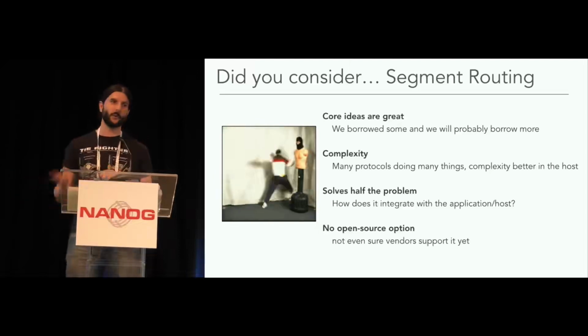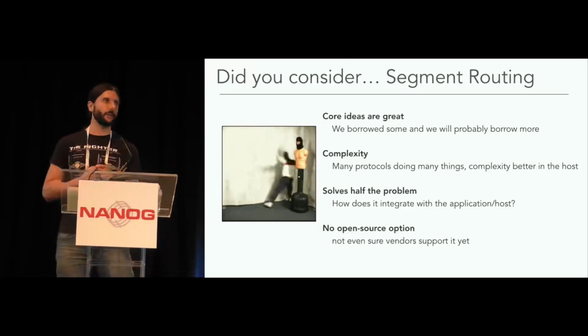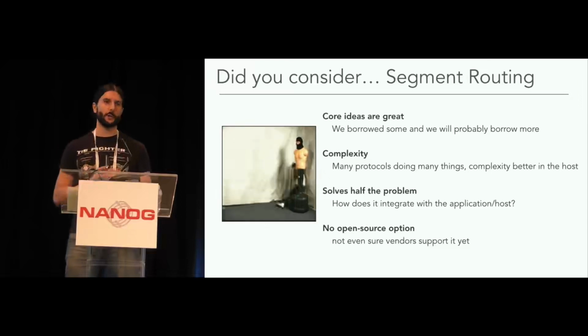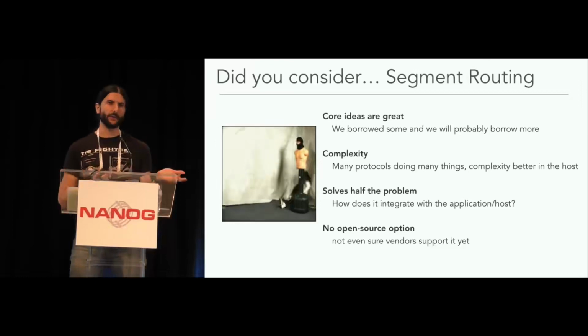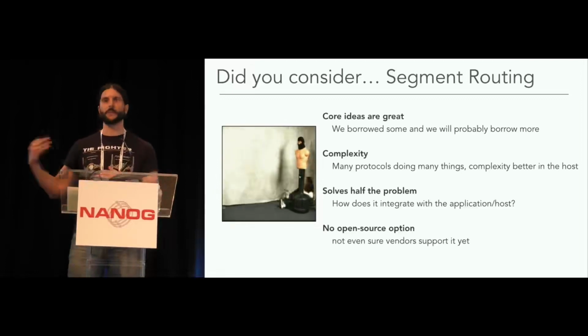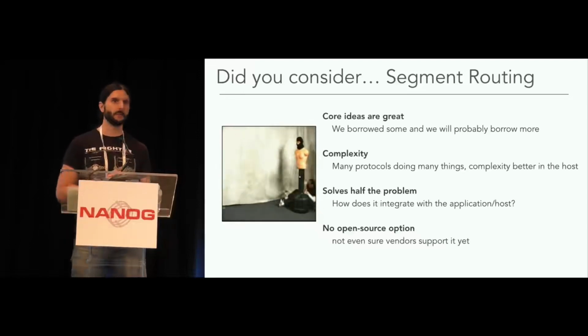It also solves half the problem. Segment routing still keeps the control of the path in the network, either via a BGP controller or via policies. And we wanted to push the control to the application. So it didn't really map that well with what we wanted to do. And also, there was no open source option. We have a few developers, but we don't have all the resources to develop everything that segment routing entails. I don't even think any vendor actually supports segment routing yet, at least not in a GA manner.